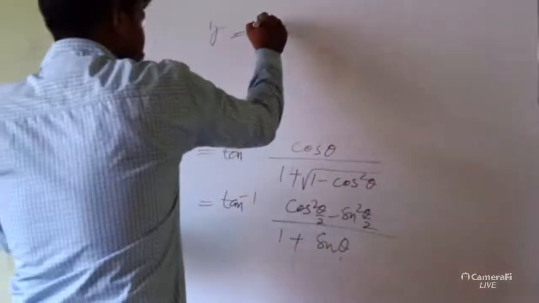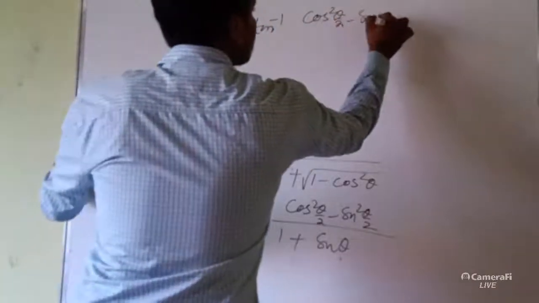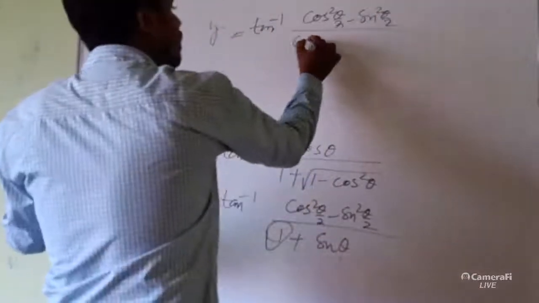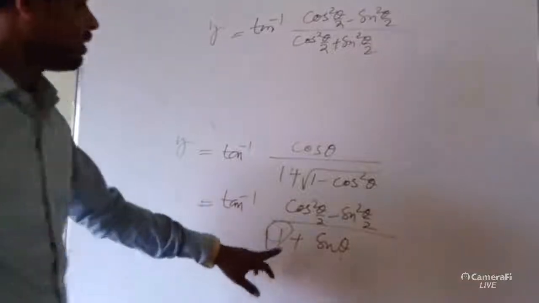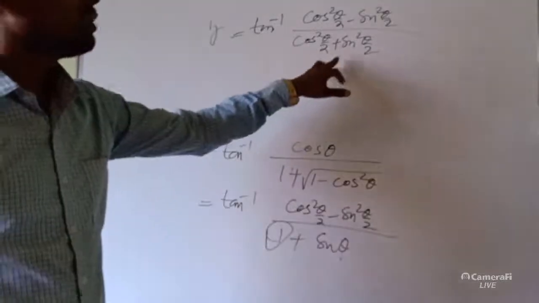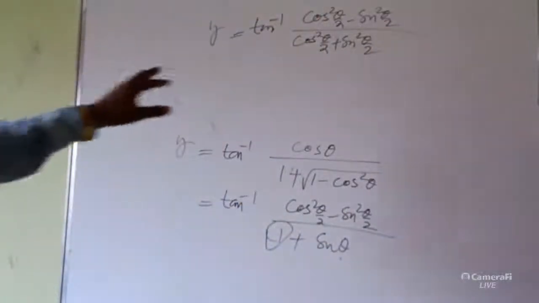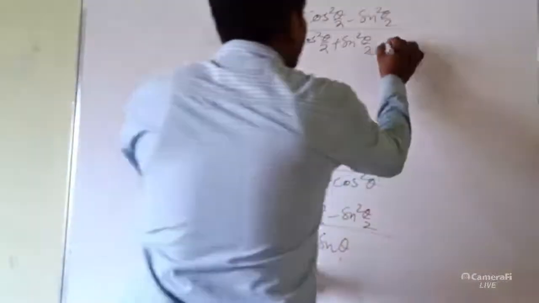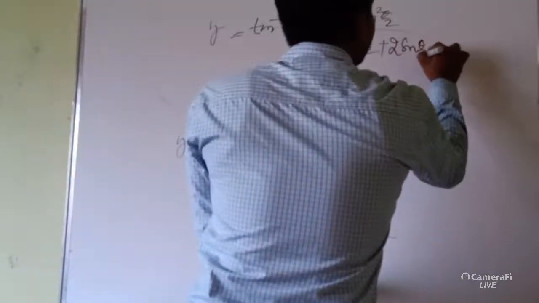Now this y becomes tan inverse of cos square theta by 2 minus sin square theta by 2, divided by cos square theta by 2 plus sin square theta by 2, because sin square theta plus cos square theta equals 1. Hence we can write 1 as cos square theta by 2 plus sin square theta by 2. Here plus sin theta, which can be written as 2 sin theta by 2 cos theta by 2. Any doubt?